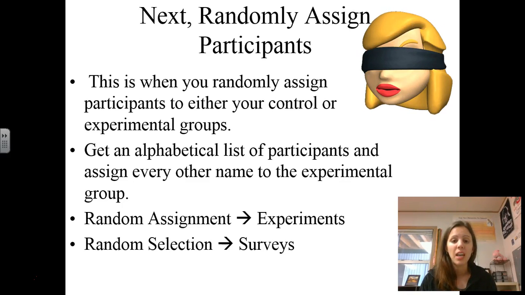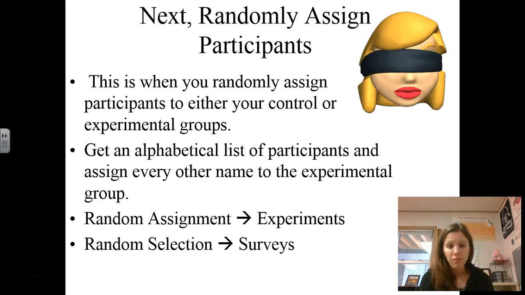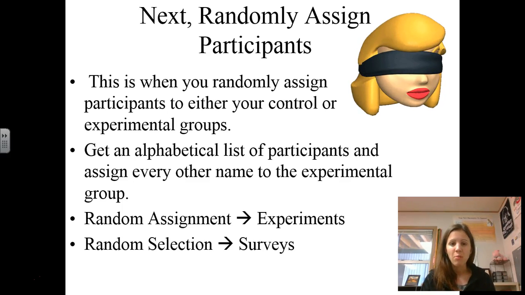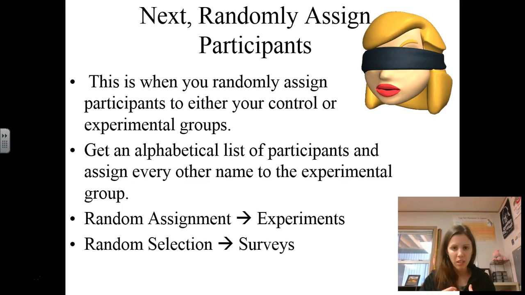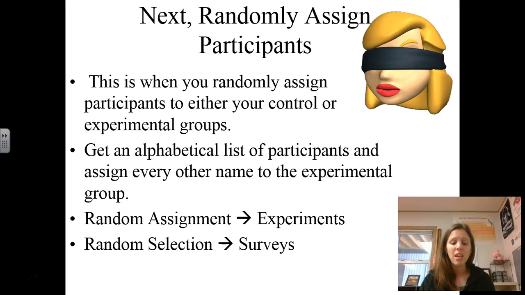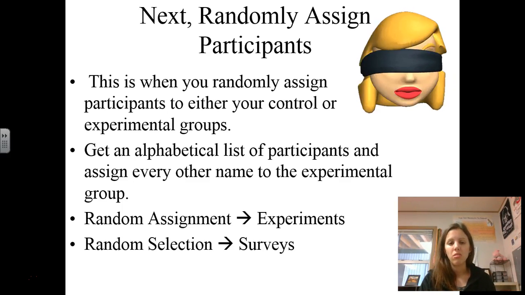Next, you randomly assign participants. It's very important not to get confused with random selection or random sampling here. So if you're surveying, you're going to get a random sample or a random selection. Okay, you're going to pass that survey out to a bunch of different people randomly. But randomly assigning means you have your sample already, you have your group of people that are going to be in the experiment, and now you're randomly assigning them to either the control group or the experimental group. And again, it has to be random. It could be like you list their names out in alphabetical order, every fifth person goes to the control, every other person goes to the experimental.